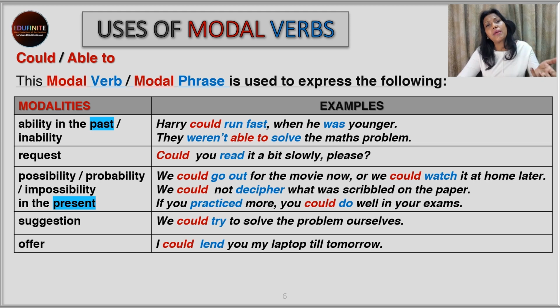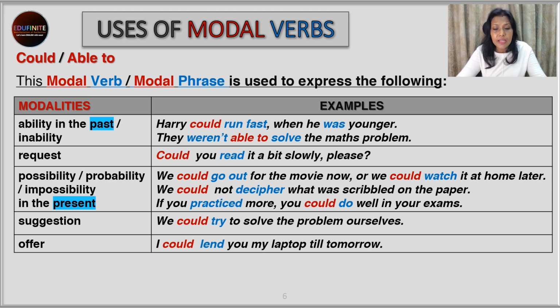So now Harry, maybe he's grown old or maybe he's much advanced in age and his running pace is not as fast as it used to be. So how do we say that? Harry could run fast when he was younger.